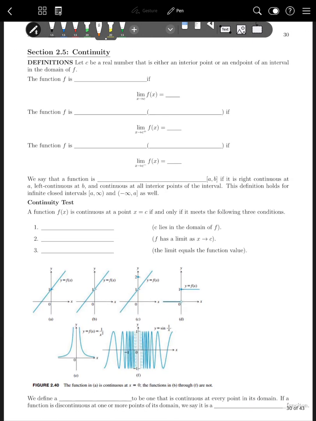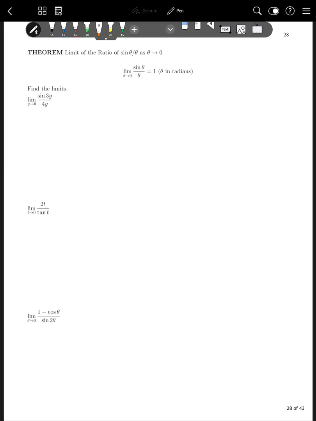Okay, then the last thing that's in this section is just a theorem that's very useful in finding limits with trig functions.